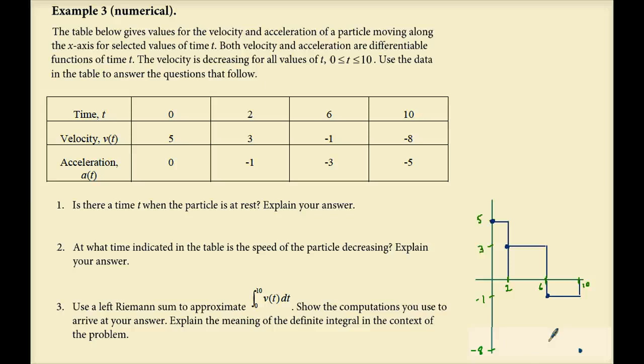And explain your answer. We know the particle is at rest when velocity is 0, and as we look at the velocity values, we don't see a 0 value. However, we do see a place where it changes from positive to negative. Because this is a continuous function, by the intermediate value theorem, we're guaranteed a point between here when the velocity was 0. So we can say yes. That happens somewhere between time t equals 2 and time t equals 6, and the reason for that is velocity changes from positive to negative.